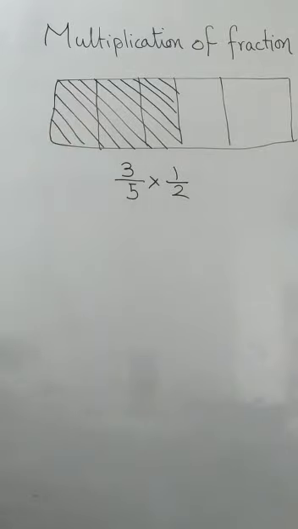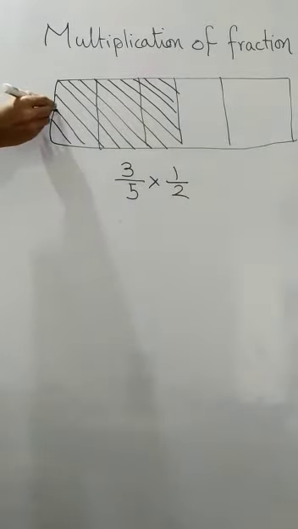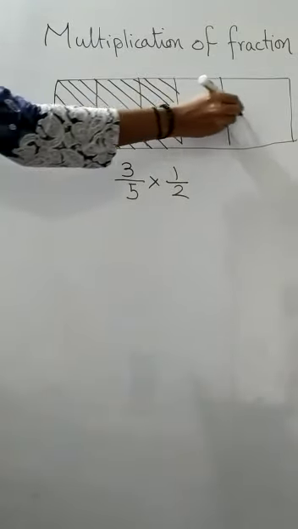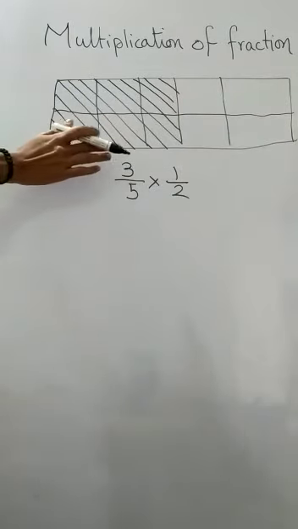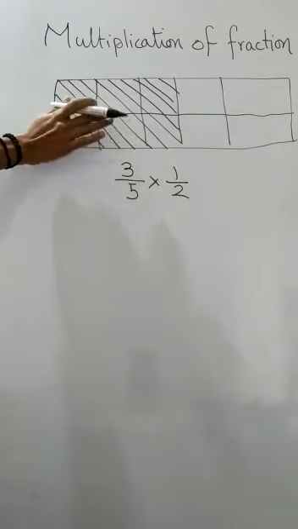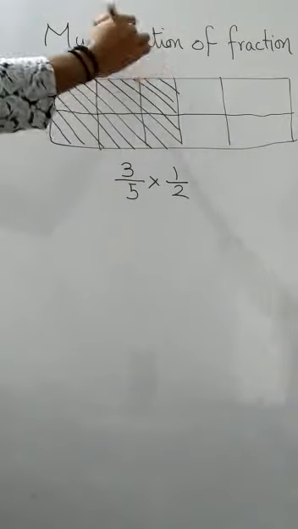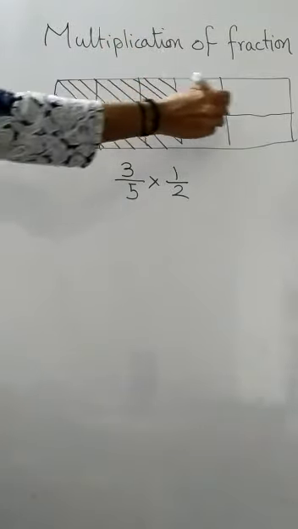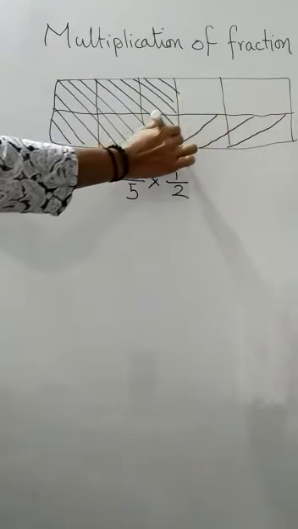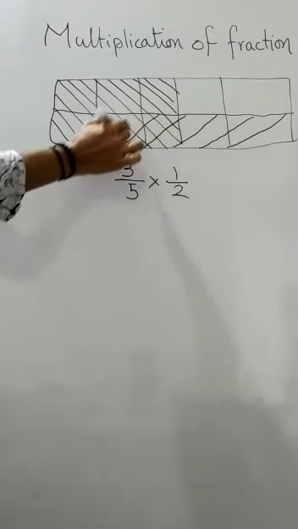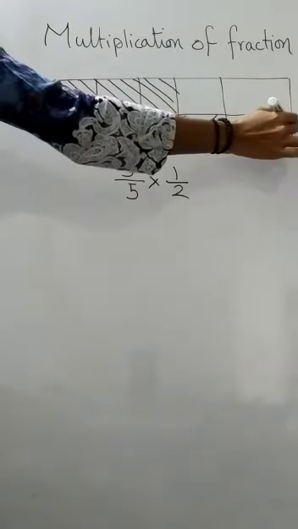Okay, so this is 3 by 5 into 1 by 2. 1 by 2 means half, right? 1 by 2 represents half. Now this is the second half, right? This is 1, this is 2. Now this portion we are going to give a different shape. This side was slanting, right? Now we'll do a different shading, opposite, like this. We are drawing slanting lines like this. Okay. Understood?